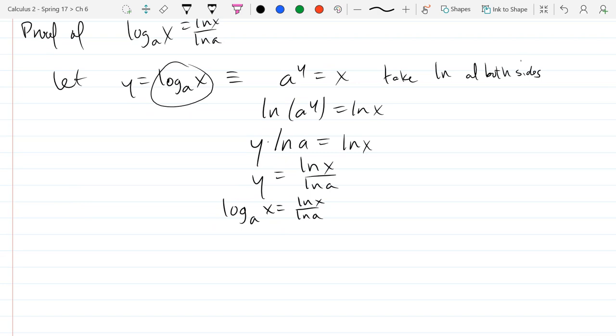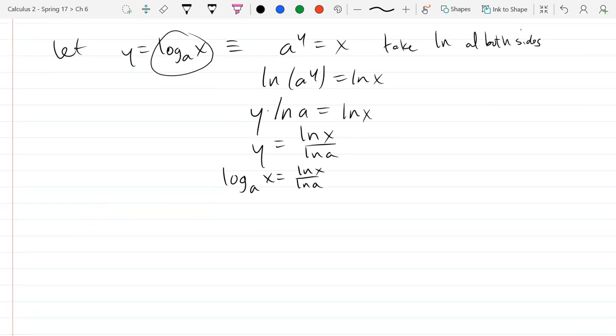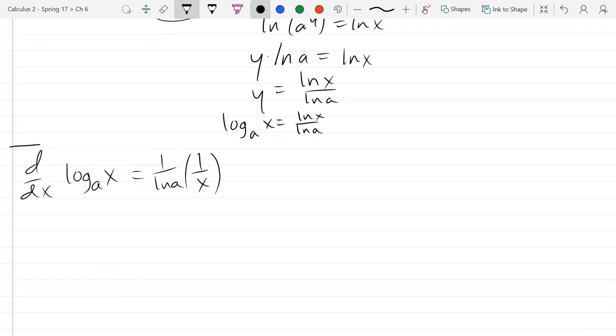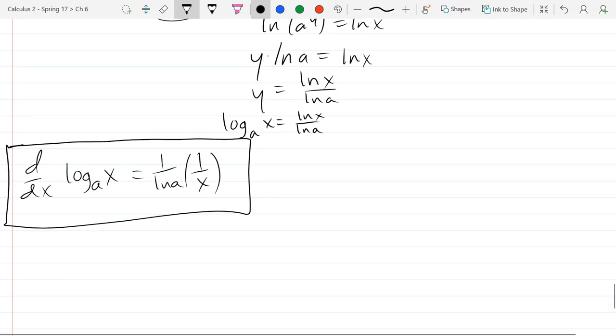So we defined log base a of x and looked at some algebraic properties. Now we'll look at some derivative properties by taking a derivative. So it's 1 over ln a times 1 over x. That's the derivative of log base a. It's almost like the derivative of natural log, except you do get the 1 over x, but there's a constant in front.